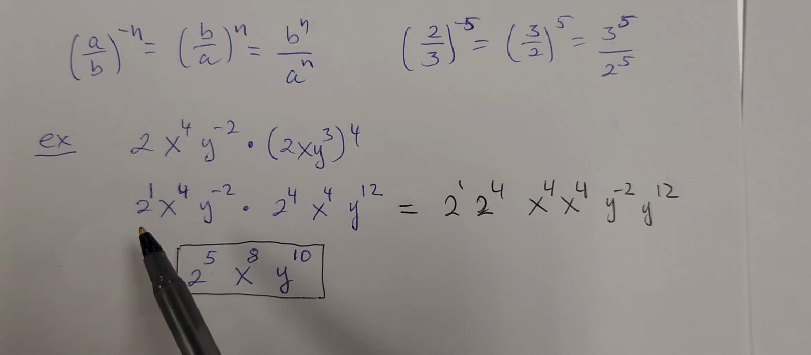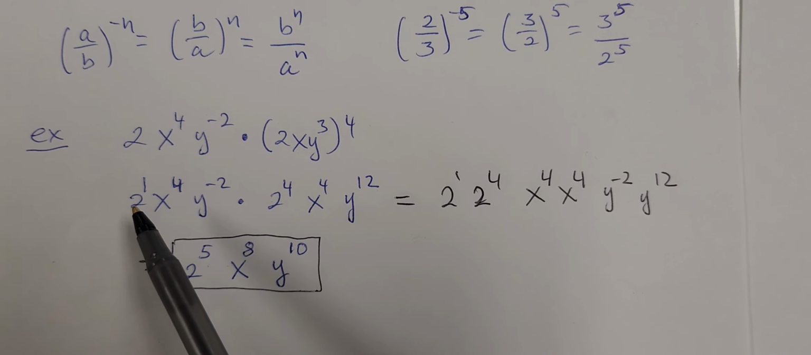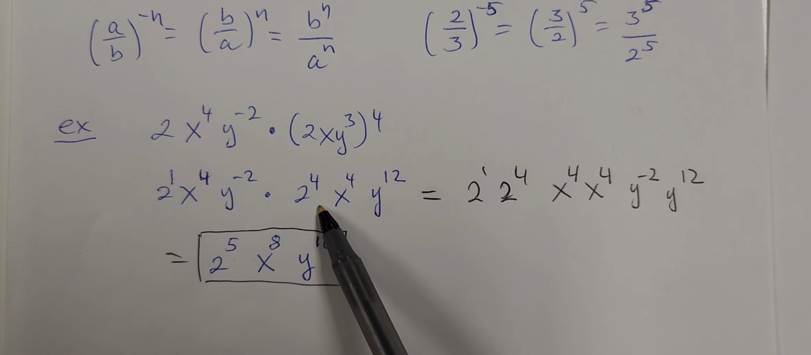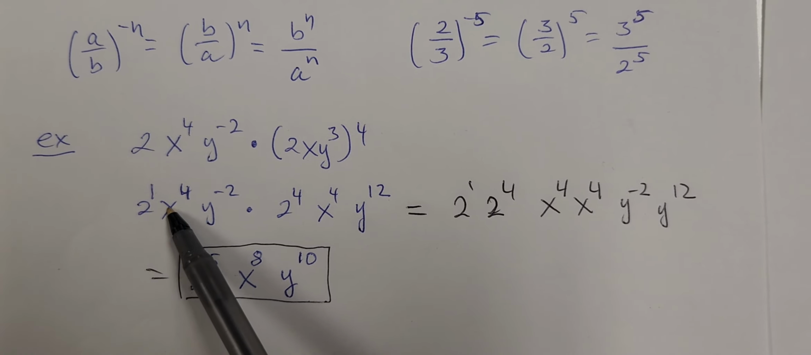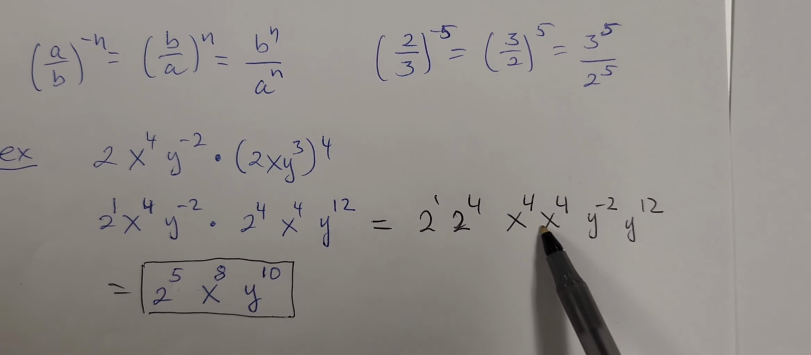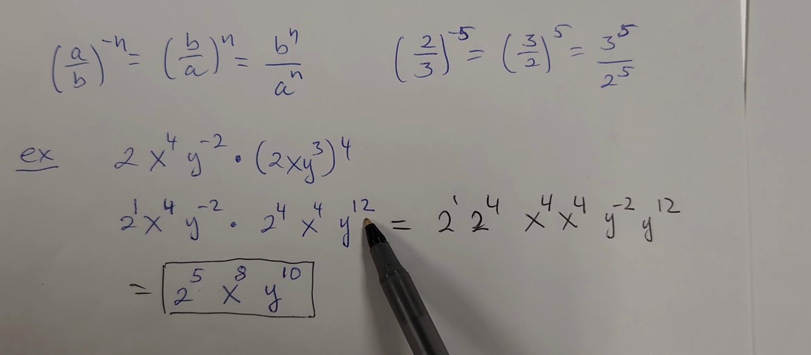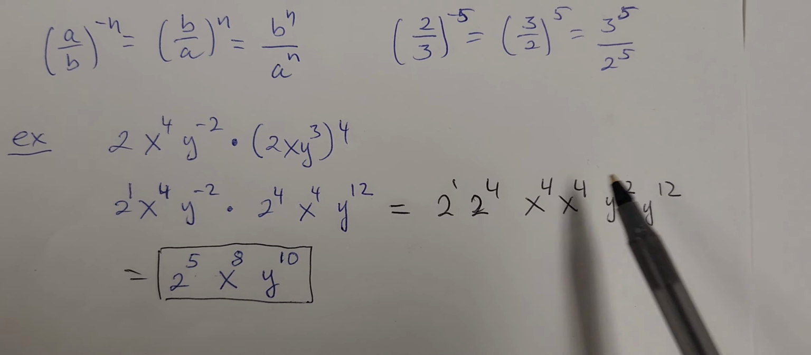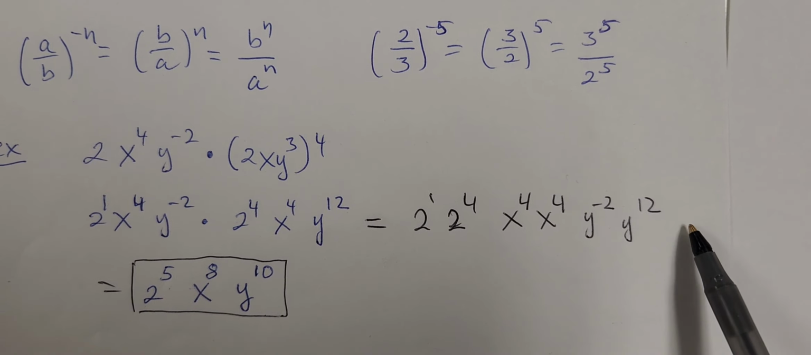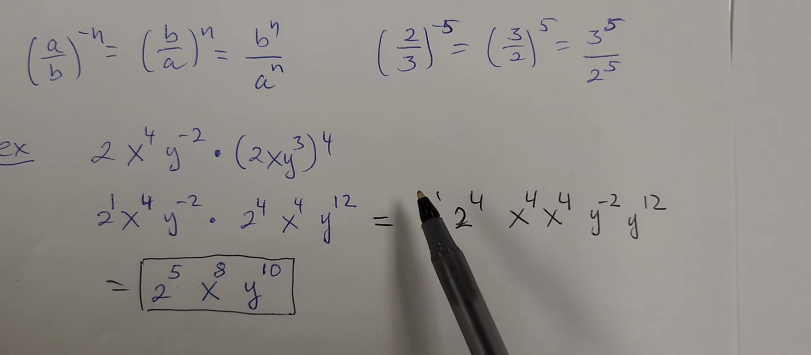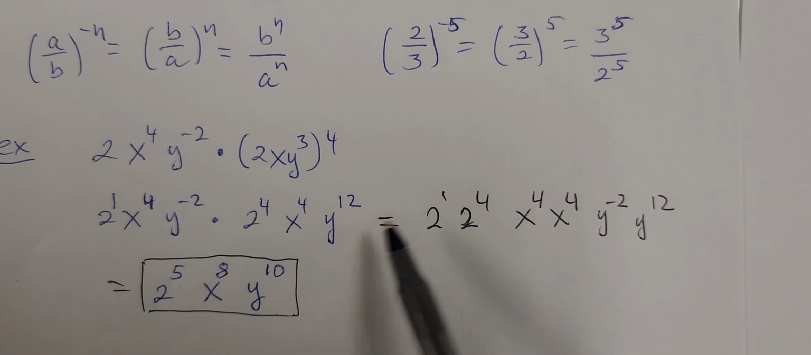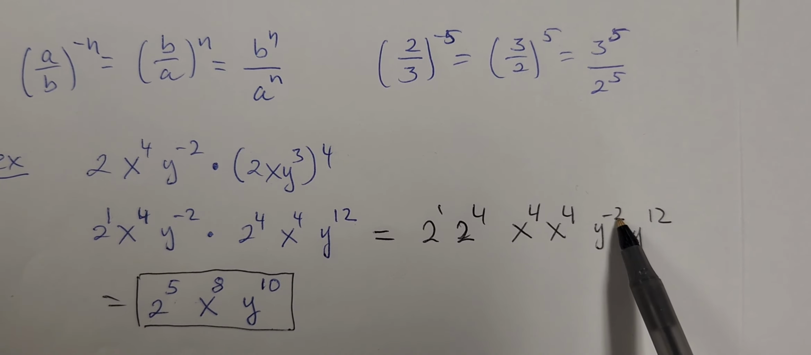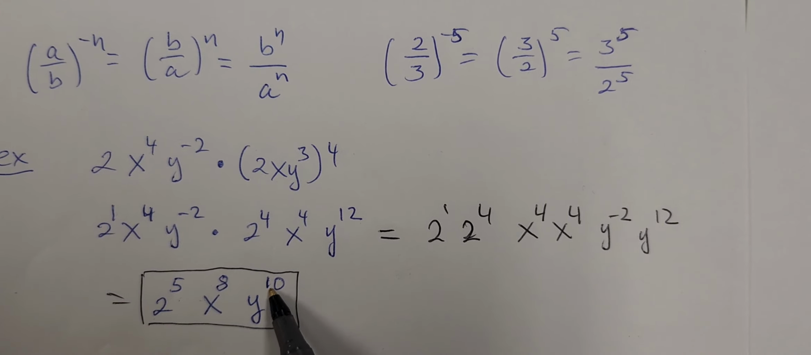Okay, now again, separate them, organize it, number with number and letter with letter. So this 2 and this 2 go here, this x and this x go here, this y and this y go here. Okay, so separate them, number with number, x with x, y with y. If there is another letter, you do the same thing. Okay, so here we add 1 plus 4 gives me 5, 4 plus 4 gives me 8, negative 2 plus 12 gives me positive 10.